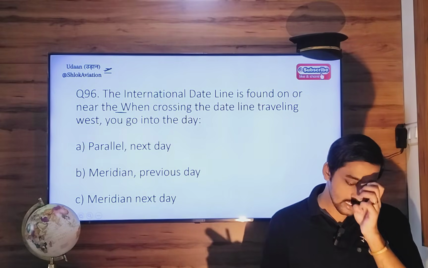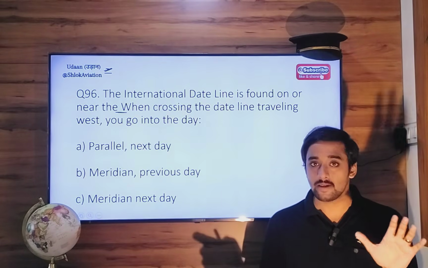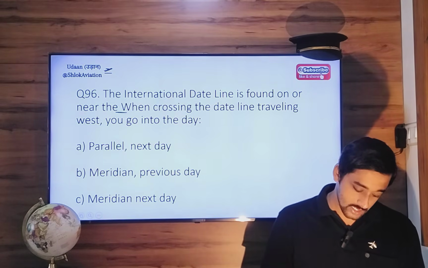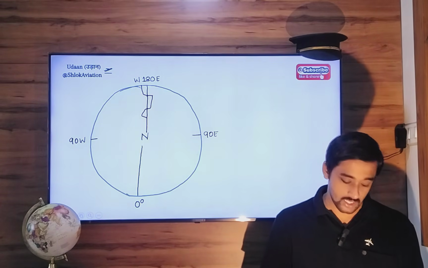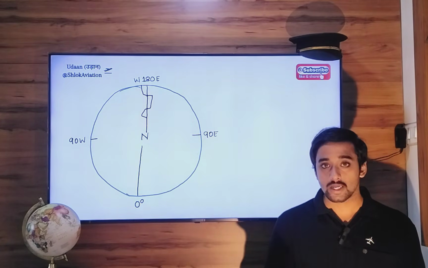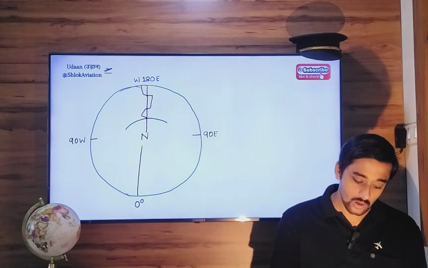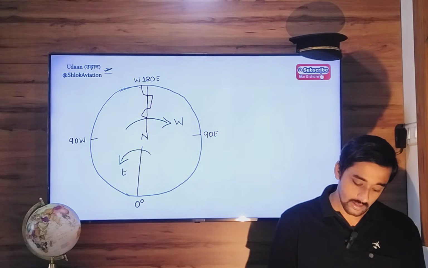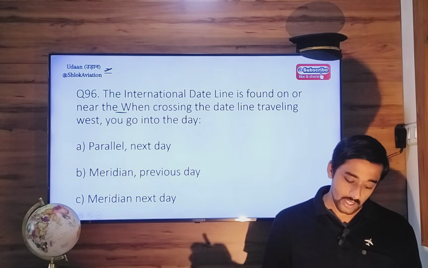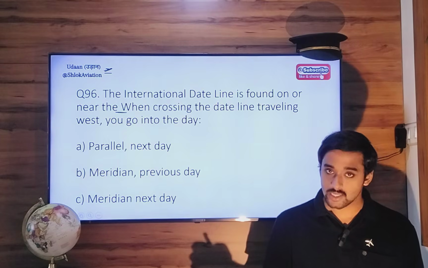So the international date line is found on or near the anti-meridian when crossing the date line traveling west. So you're traveling in a westerly direction. Now on the earth, all westerly directions are clockwise. Westerly directions are clockwise. Easterly directions are anti-clockwise. Okay. So when crossing the date line traveling west, you go into the next day, not the previous day.